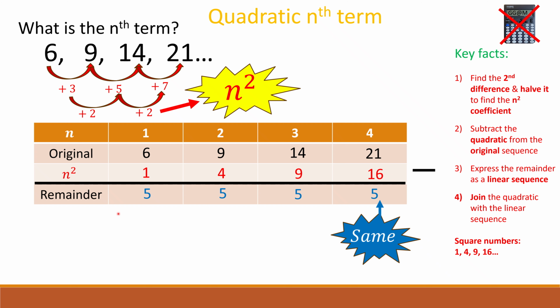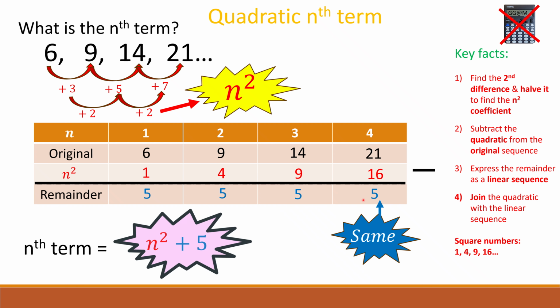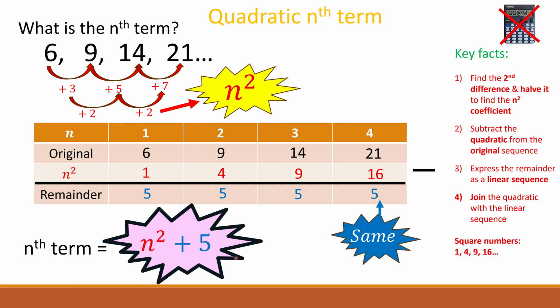These numbers along here, these remainders are all the same. Now, because they are all the same, that means my quadratic nth term is going to be this n squared here plus this number here, because it is exactly the same. So the n squared plus 5 is my nth term.